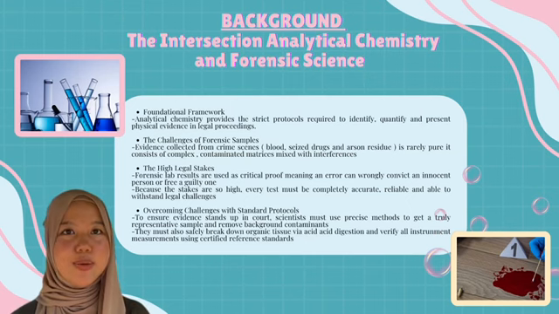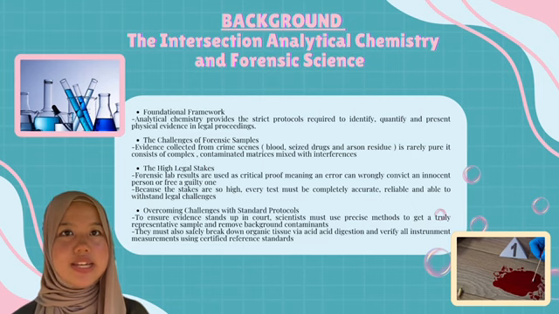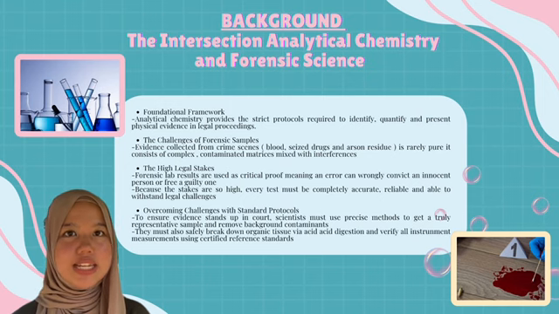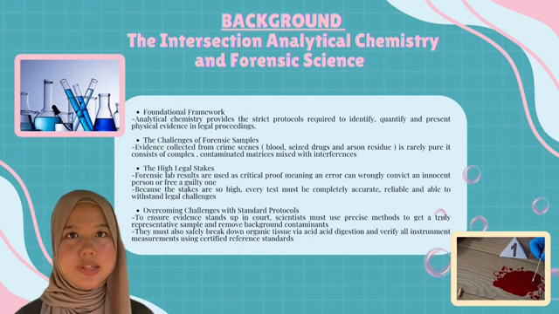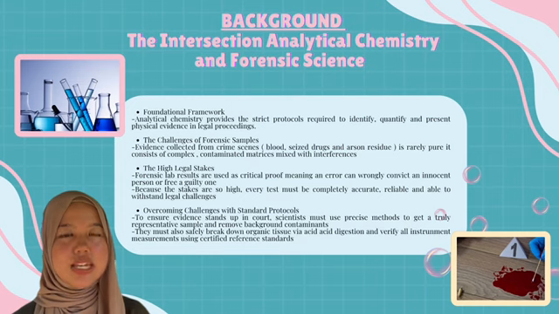Before we go deeper into our topic, let's look at the background of how analytical chemistry connects with forensic science. First, analytical chemistry is the foundation framework here. It provides the strict protocols we need to identify, quantify, and present physical evidence in legal proceedings. This is highly important because forensic samples come with major challenges. Evidence collected from crime scenes like blood, seized drugs, or acid residue is rarely pure. Instead, it usually consists of complex, contaminated matrices mixed with a lot of interference.